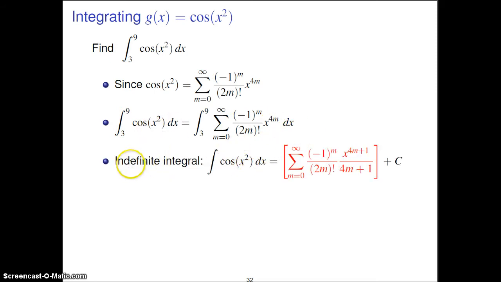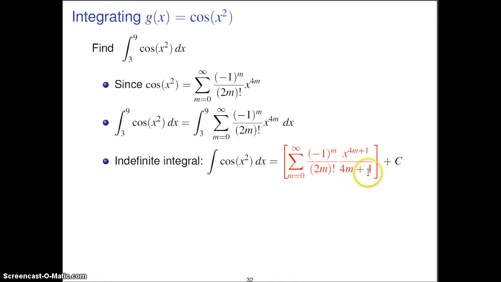But let's first look at the indefinite integral. I just really want to set up carefully what's going on. If you look at the indefinite version of this integral, then you need to look at the indefinite version of this integral. I didn't write that out due to lack of space, but I did the integration. Term by term, keep the sum, keep this coefficient, and then x to the 4m integrates to x to the 4m plus 1 over 4m plus 1, and there's this plus c.